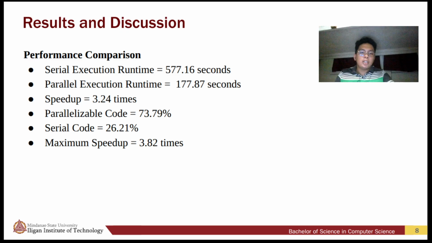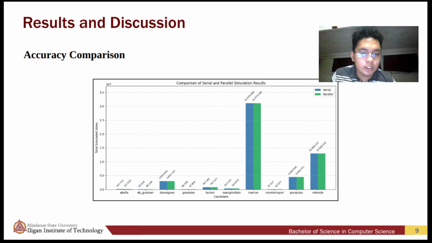And calculating the limit of the speedup, I've arrived at the maximum speedup of 3.82 times, which is the threshold or the maximum speedup regardless of how many processors you add in the simulation. So, accuracy comparison.